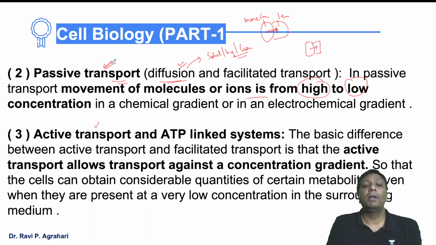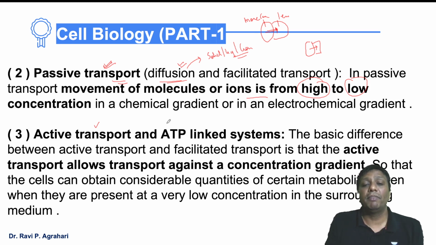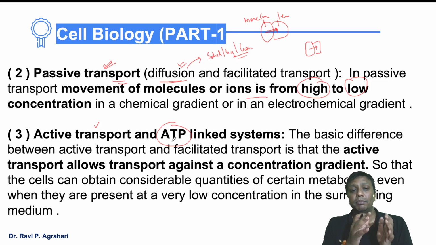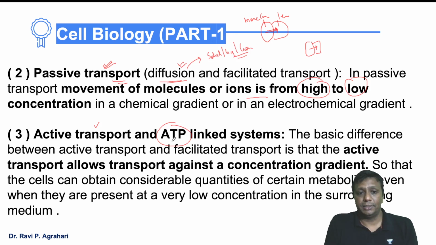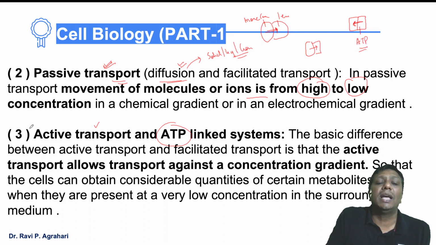But if you use some energy to transfer a substance from one cell to another, against the concentration gradient, that is the vice versa situation. Suppose here there is a low concentration of substances and here a high concentration. So if you want to move a substance from low to high concentration, in that case there is a need of energy or ATP. This is called active transport.